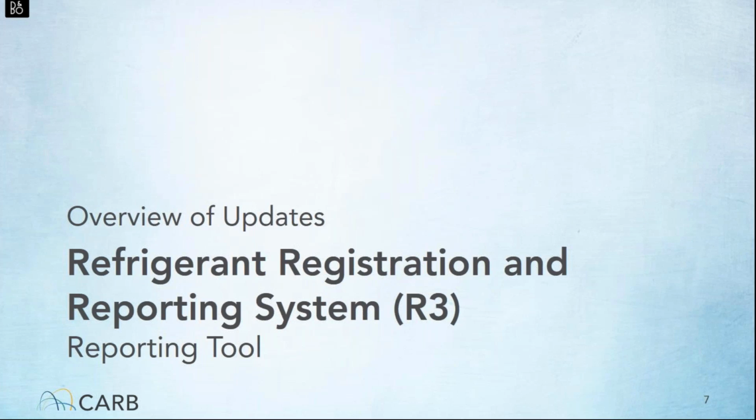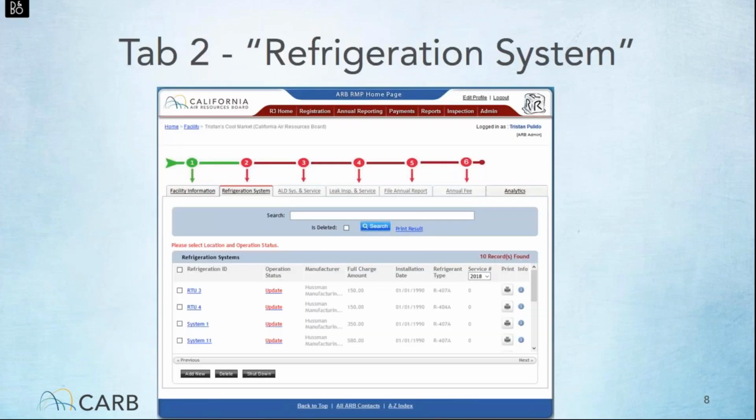Now, the first change that many of you have possibly noticed or will notice is going to happen on tab 2, refrigeration systems. And the first thing you may realize is the only tabs you can click on are tab 1 and tab 2. The reason being that with these changes, we wanted to have companies update their refrigeration systems in tab 2. And the first thing you need to do in order to update them is to choose either the refrigeration system or click the update button on the bottom right.